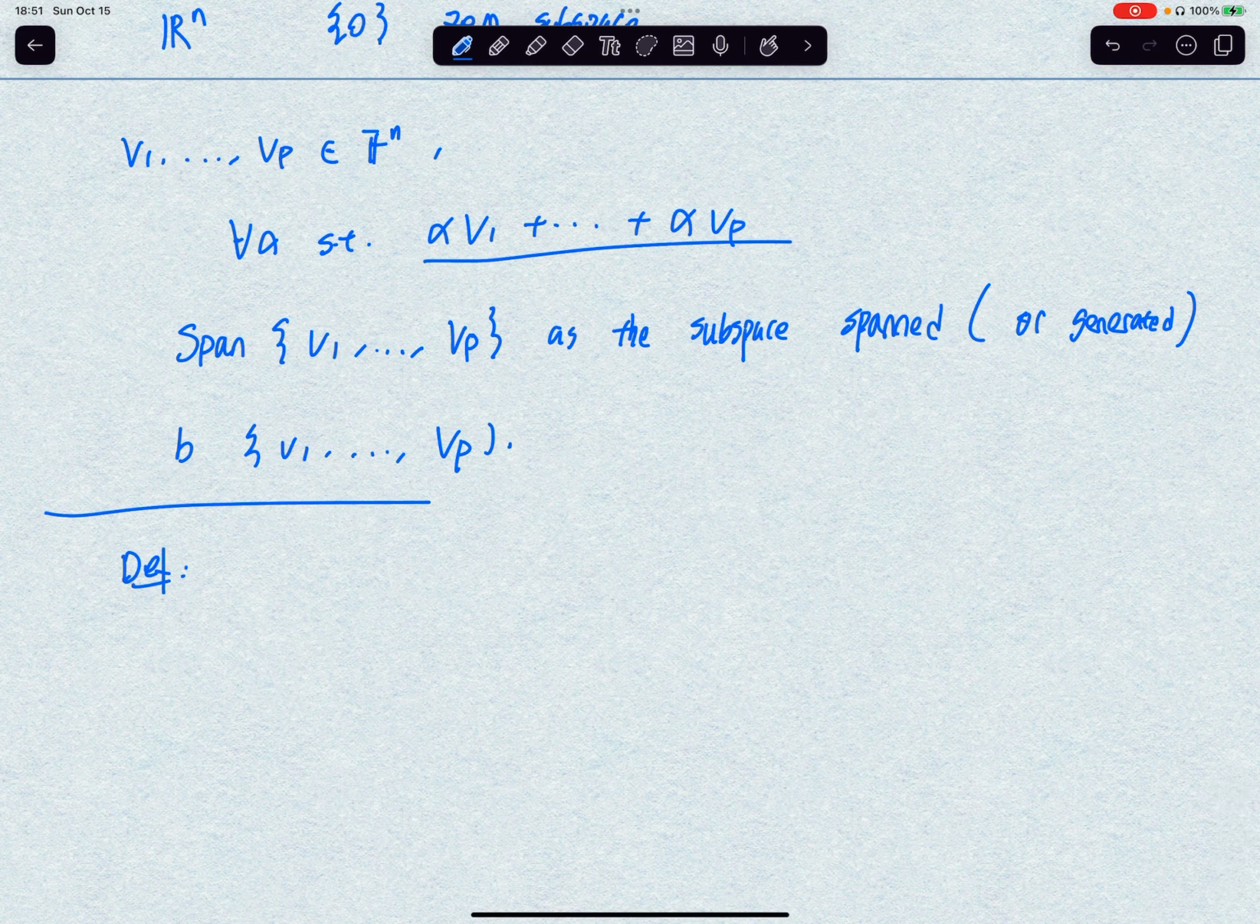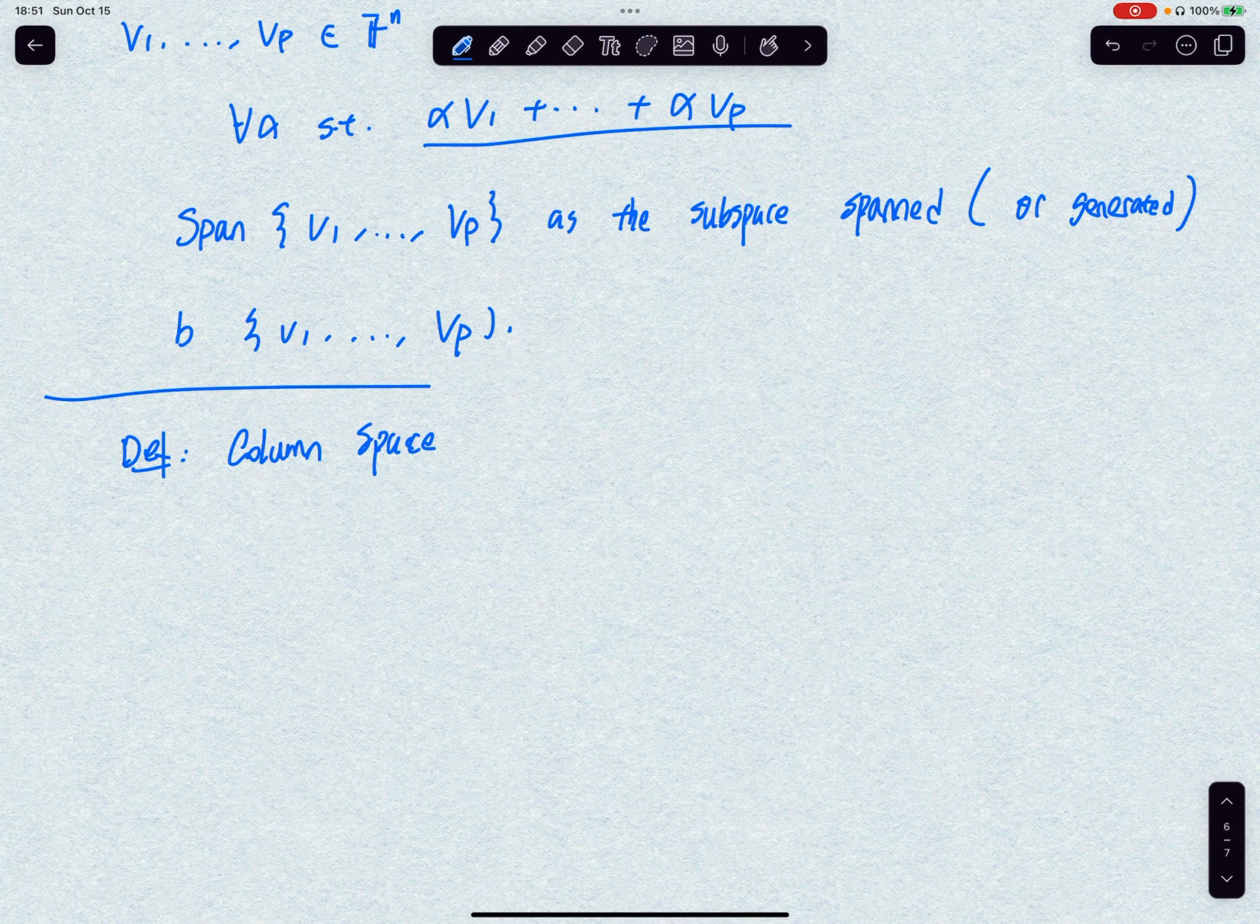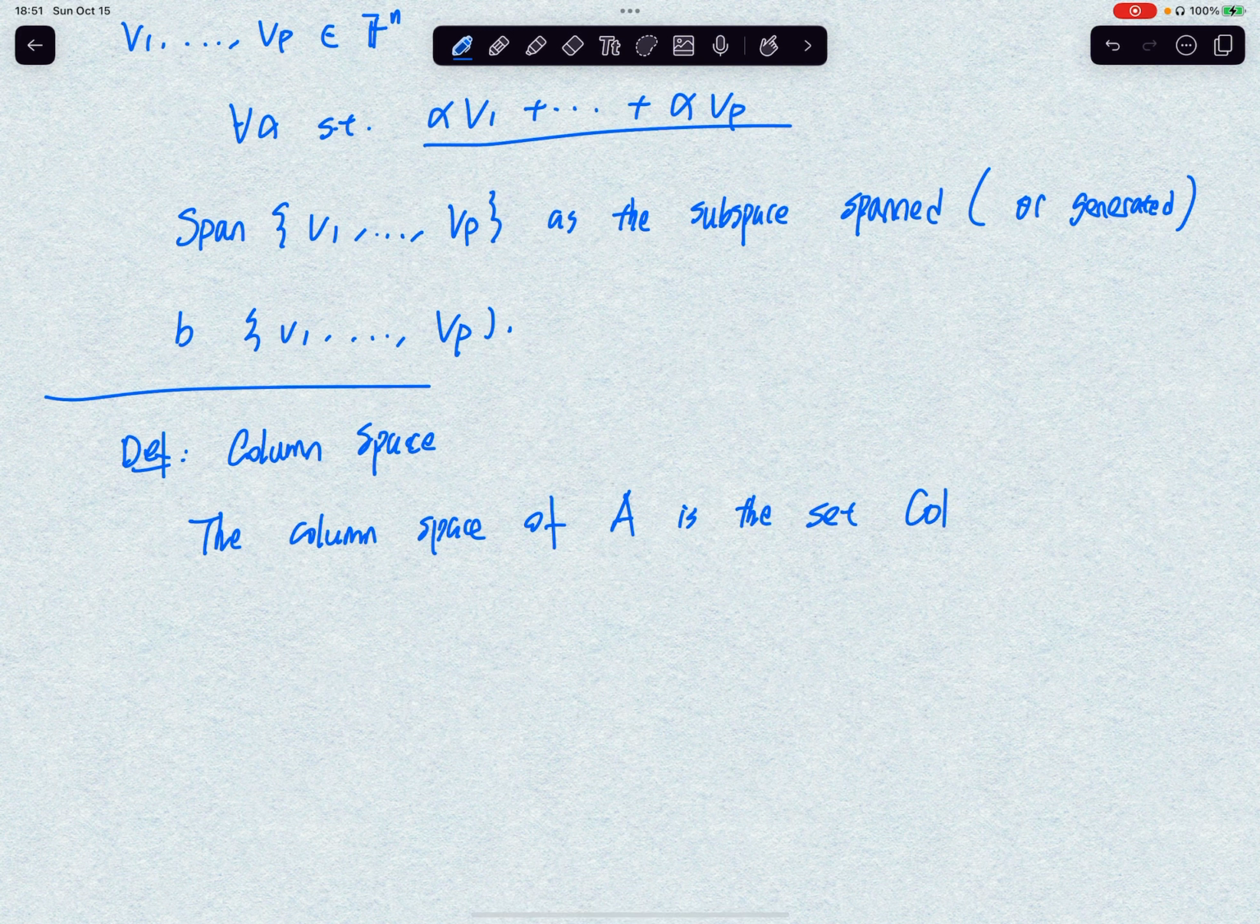Let us define the column space. So the column space of a matrix A is the set denoted by Col A, which contains all linear combinations of the columns of A.